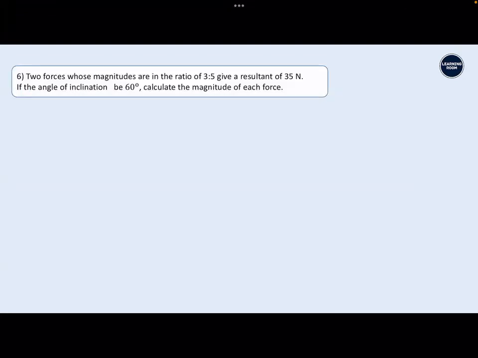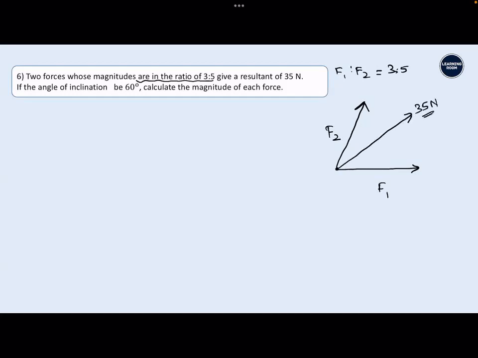Sixth problem is two forces whose magnitudes are in the ratio 3:5 give a resultant of 35 Newton. So there are two forces, let's say F1 and F2, such that F1 is to F2 is equal to 3:5, and the resultant of these two forces is going to be 35 Newton. If the angle of inclination be 60 degrees, calculate the magnitude of each force.